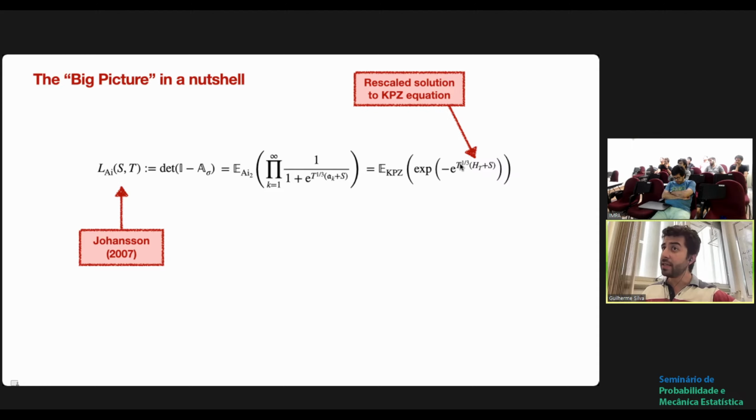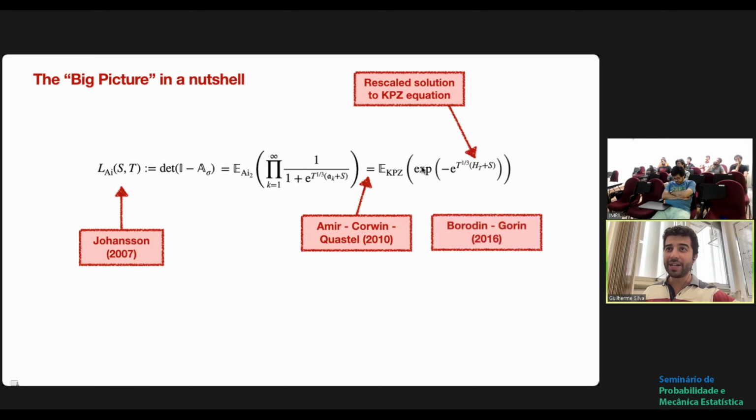There's a certain scaling here. T is time in the KPZ equation, and capital S is a spectral variable in the KPZ solution. Then you take this Laplace transform. And what was realized by two groups of people is that this expectation, this Laplace transform of the KPZ solution, coincides exactly with this multiplicative statistics of the Airy 2-point process.